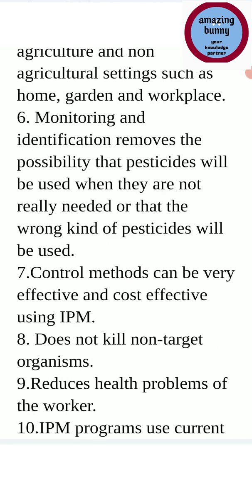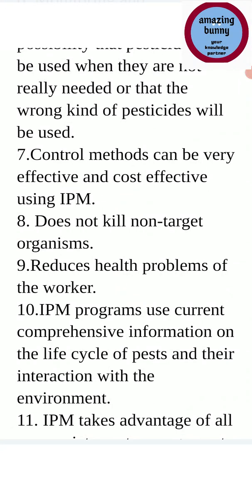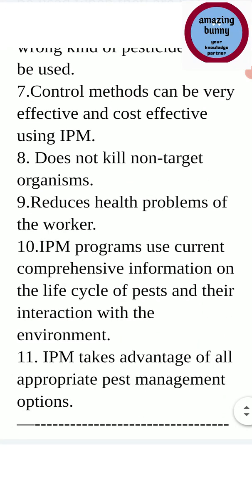Monitoring and identification removes the possibility that pesticides will be used when they are not really needed, or that the wrong kind of pesticides will be used through the use of IPM. Control methods can be very effective and cost effective using IPM. IPM does not kill non-target organisms and it also reduces health problems of the worker.